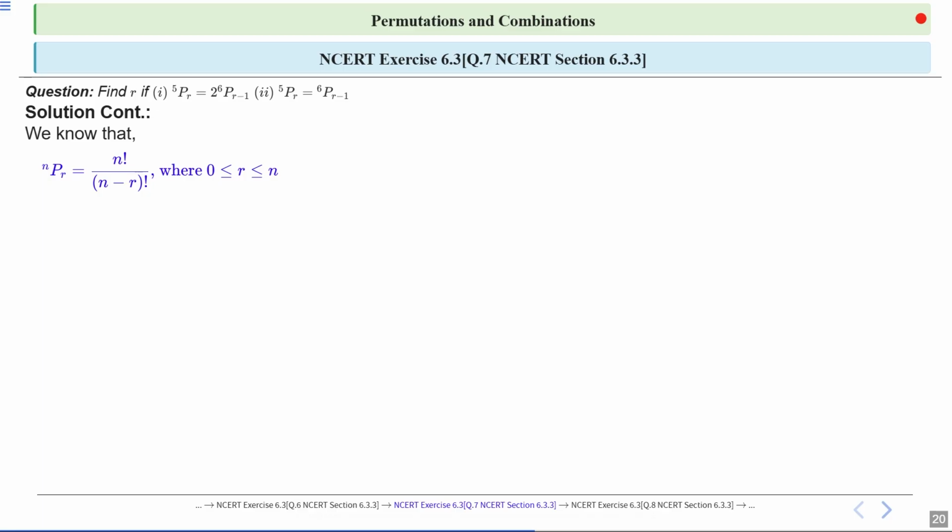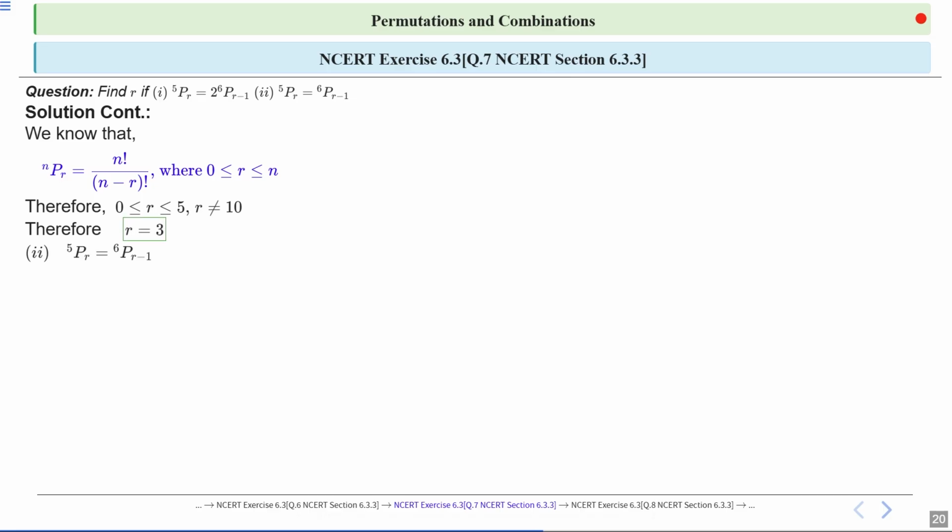So we know that nPr equal to n factorial upon n minus r factorial, where 0 less than equal to r less than equal to n. So therefore 0 less than equal to r less than equal to 5, and here r not equal to 10. So we narrow down the possible values of r. So therefore r equal to 3.